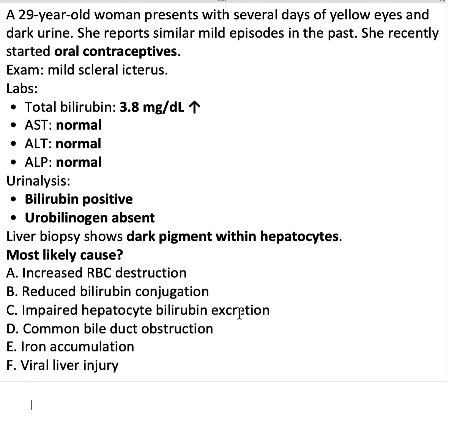Okay, we can actually think on this option. Impaired hepatocyte bilirubin excretion. That's actually the correct answer. Now, why is this the correct answer? Because this is the classic pattern: recurrent mild jaundice, normal liver enzymes, conjugated hyperbilirubinemia, and dark liver pigment. This is actually the giveaway: dark pigment within the hepatocytes. So the diagnosis here is Dubin-Johnson syndrome. Remember the fact: D for Dubin, D for dark. If you see the dark liver, that's Dubin-Johnson syndrome.